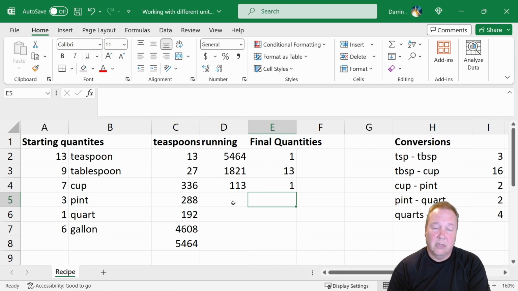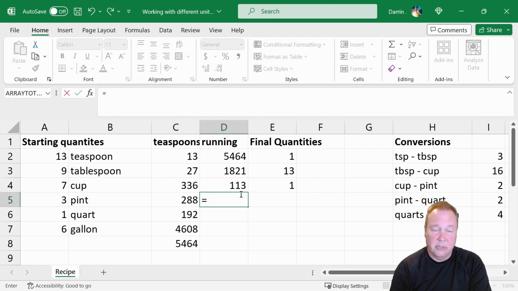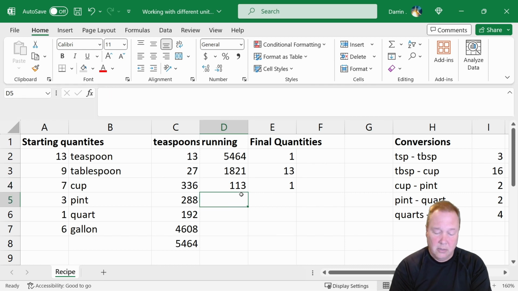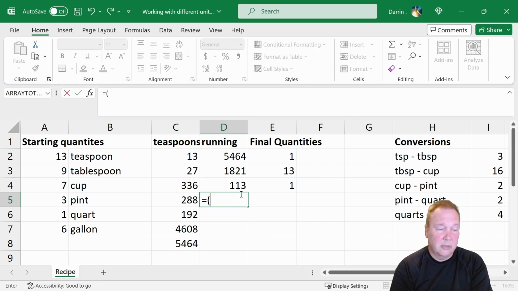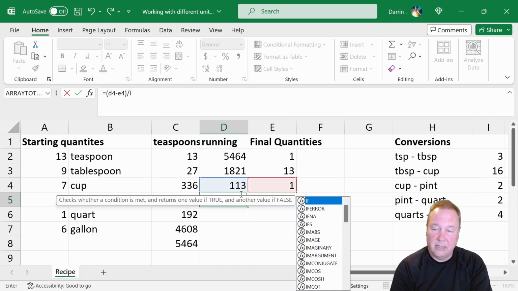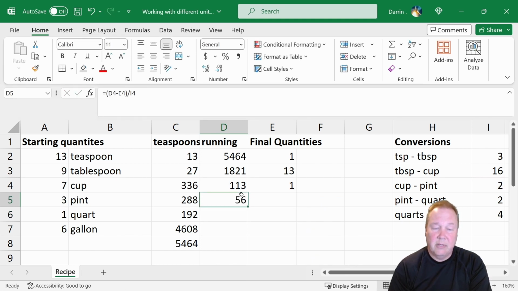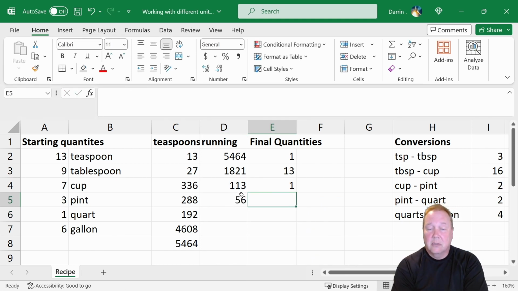It's 1. Okay. And again, we'll just keep going here, which is the same formula there, really. So it equals D4 minus E4 divided by I4. Tells me I have 56 pints.